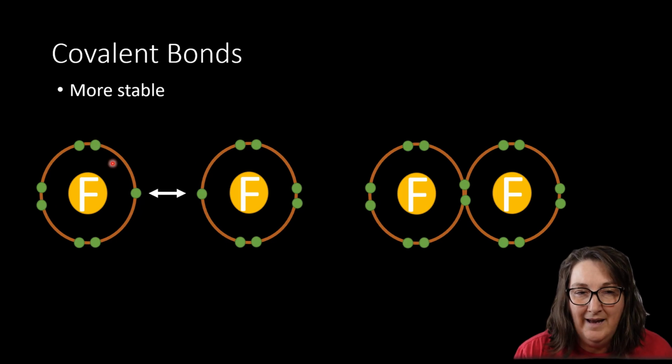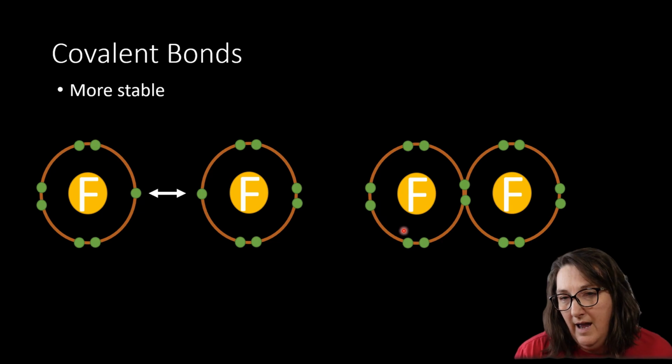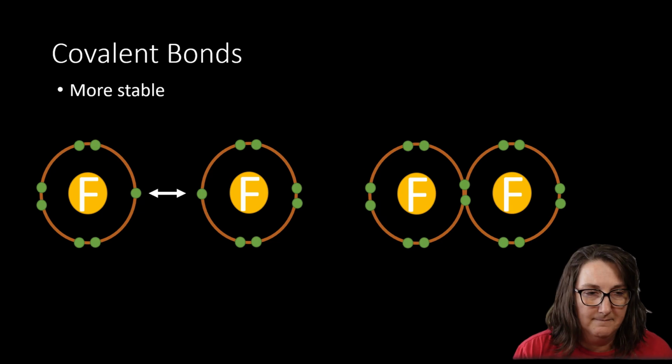When this one has an extra electron, it's going to be more negative. And when this is more negative, this will be positive. But then it flips. This electron comes over here. This will become more negative and this will become positive. So it's a constant moving back and forth of charges. Here is how I would show it with dots, with models like this.